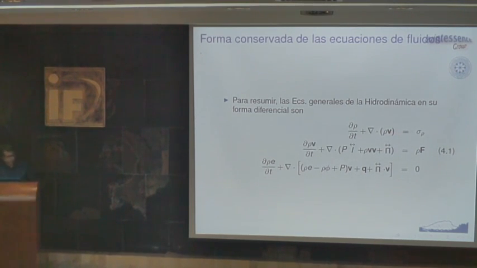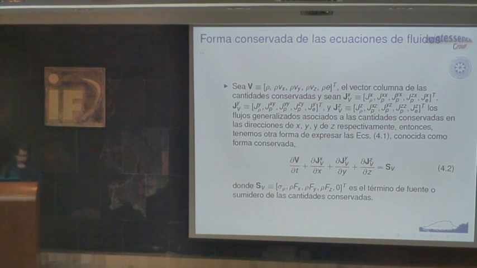The first one is the continuity equation with a source, and we have next the Navier-Stokes equation, or the equation for the velocity field, with a source also, and the equation for the energy. This is the general equation for the hydrodynamics, and we can write this equation in the Lagrangian formulation.